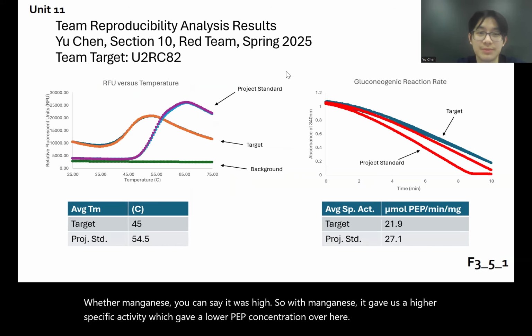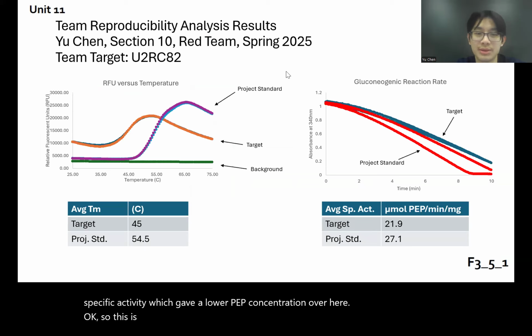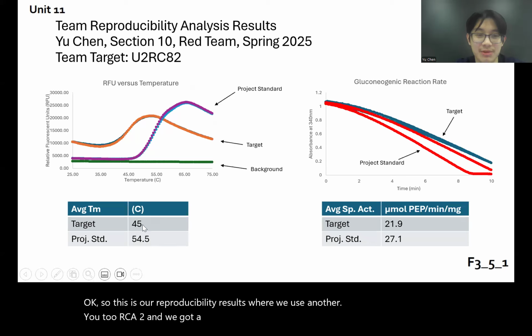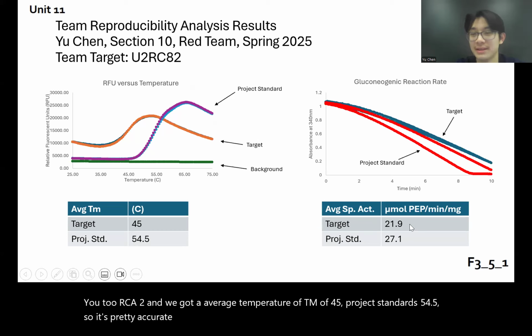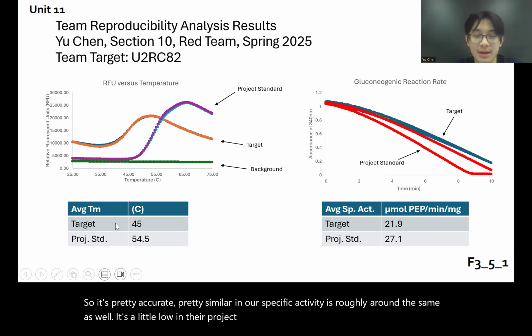Okay, so this is our reproducibility results where we used another U2 or CA2, and we got an average TM of 45, and the project standard is 54.5. So it's pretty accurate, pretty similar, and our specific activity is roughly around the same as well. It's a little lower than the project standard, and the average temperature is about the same.